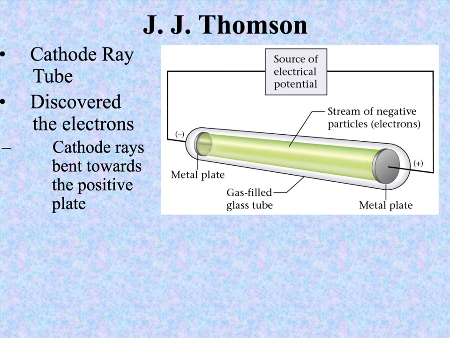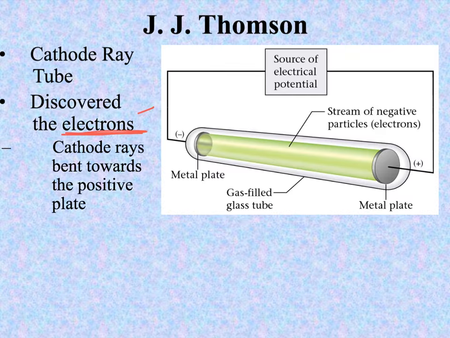Okay, so J.J. Thomson was the next person to come in and to make a new discovery. So he is famous for his cathode ray tube experiment. And with his cathode ray tube experiment, he discovers the electrons, okay? He discovers electrons. And if you remember any of your chemistry stuff from middle school, electrons have what charge? Negative charge. Good.